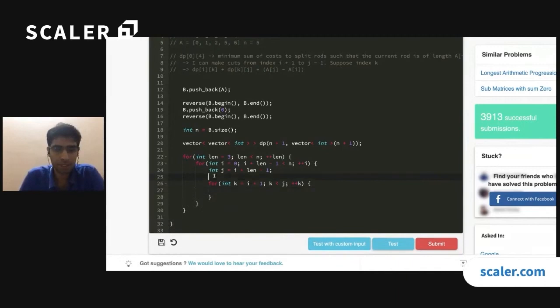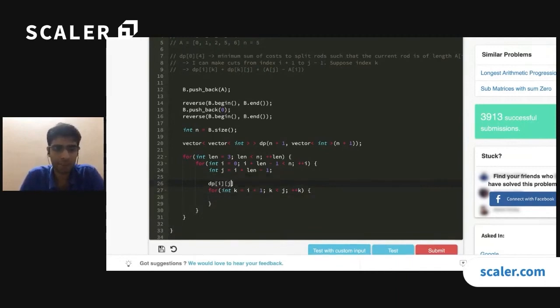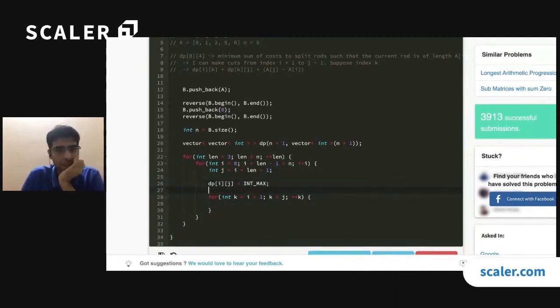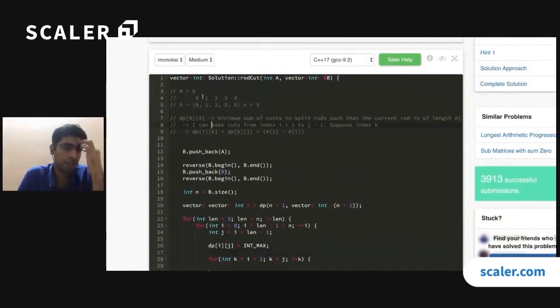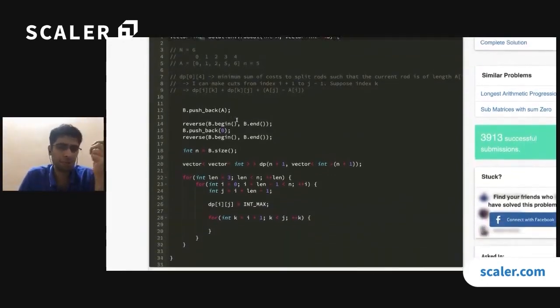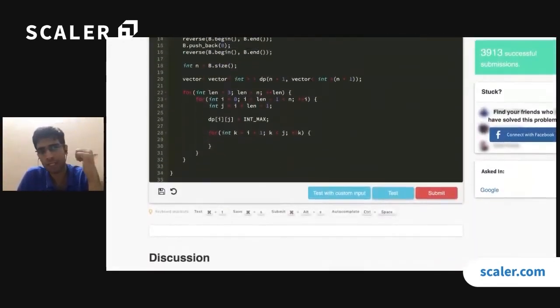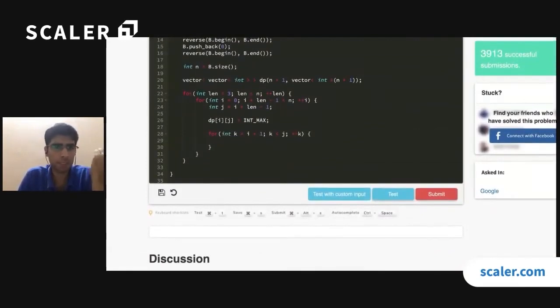Initially, I will set the value of dp[i][j] to be int max. But I have to finally return the sequence. But I'm firstly trying to see if the algorithm that I'm coding up has the correct answer. Then I will be able to create the parent array for that.